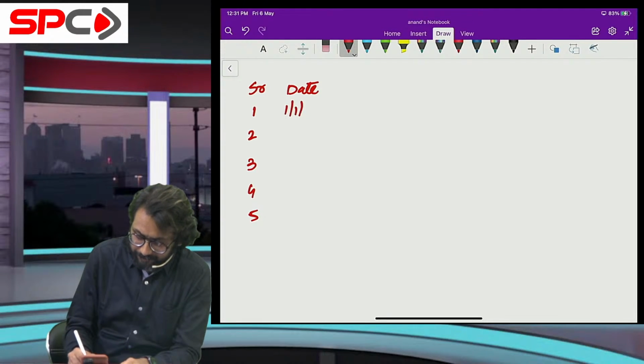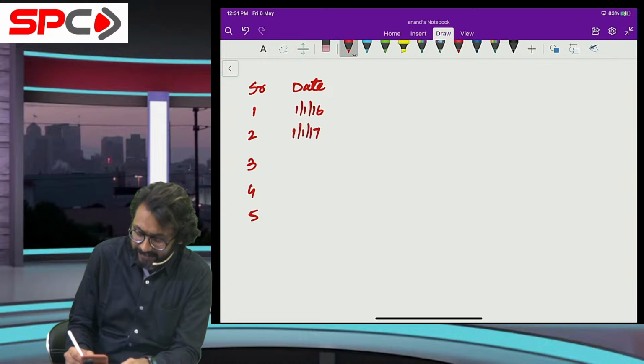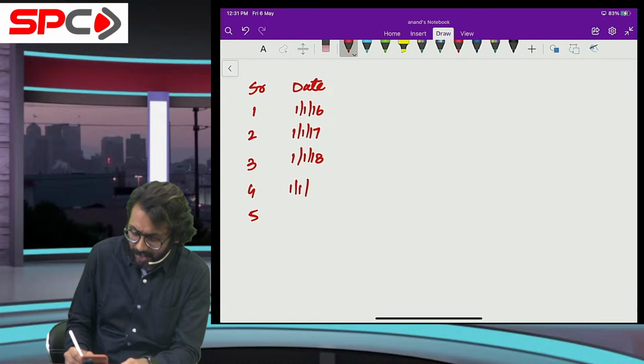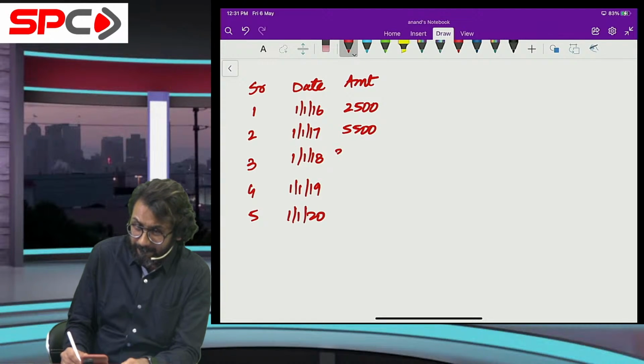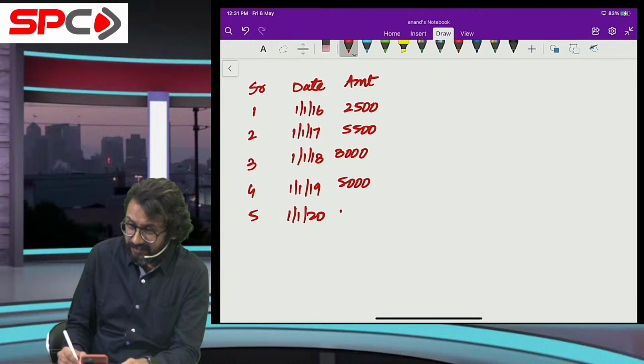1st Jan, then, oh I should write down the amount. The dates: 1/1/16, then 1/1/17, then 1/1/18, and so on. Now I'll write down the amount. Can you give me the amount? 2000, then 5500, then 3000, then 5000, and last 4000.